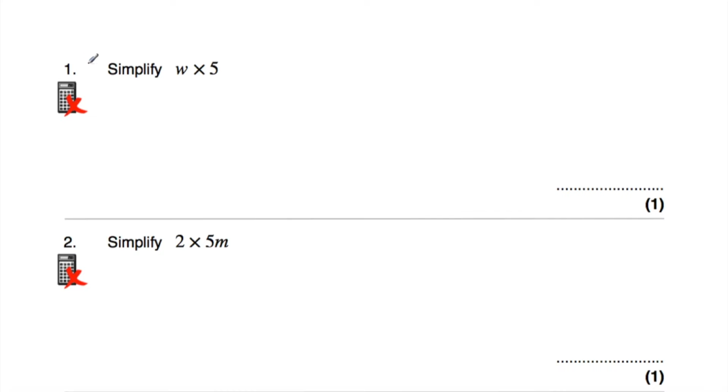So question number one. Question number one says simplify W multiplied by 5. Whenever we multiply letters by numbers, we just put them together and put the number at the front. So W multiplied by 5 will just be 5W because that's 5 lots of W.